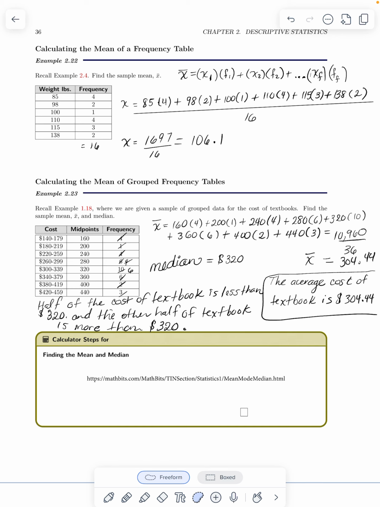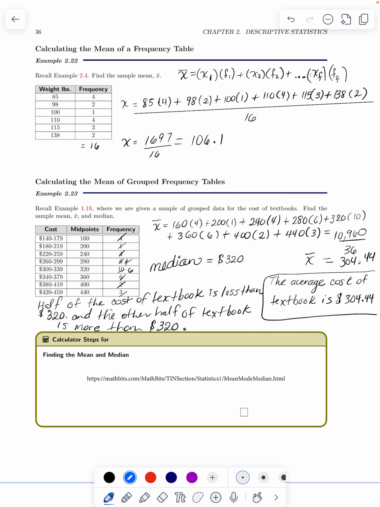Right, so we're trying to determine how we calculate the mean when given frequency. What we do is take the value of the pounds per model and multiply it by the frequency. So we would have 85 times 4, 98 times 2, and so on. And then because there's a total frequency of 16, we divide by 16, and that produces our mean.